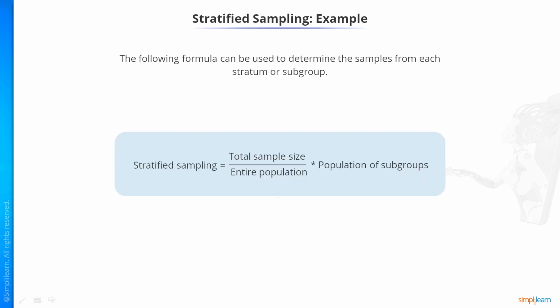Now, when we use the stratified sampling technique, we take a ratio of employees working in different branches. And how do we identify this ratio? It is the total sample size divided by the entire population. Okay, so this is the ratio that we need to maintain. And then we multiply this ratio with the population of a subgroup.